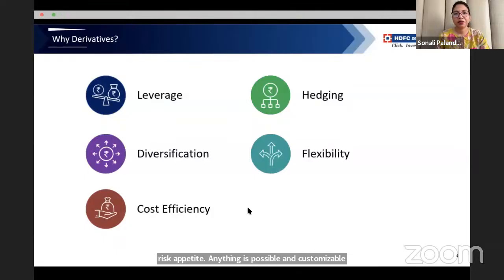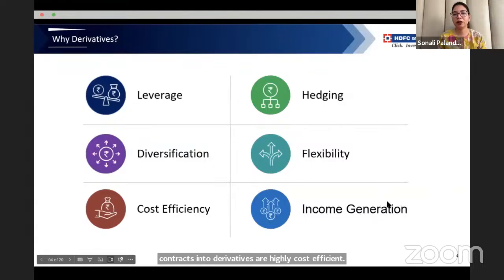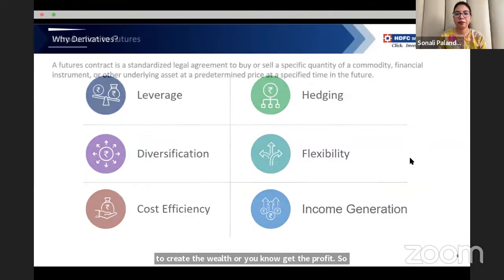And the next is cost efficiency. As we discussed about the margin that we get over here, also whenever we create any combinations, let's say in option strategies, combinations of option buying and option selling positions all together, there also we get some margin benefit. So these contracts in derivatives are highly cost efficient. And lastly, income generation. All of us are doing this to create wealth, or get profit. So that's the ultimate motive that we have out of this.